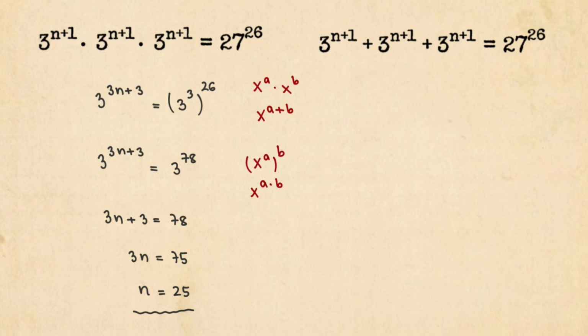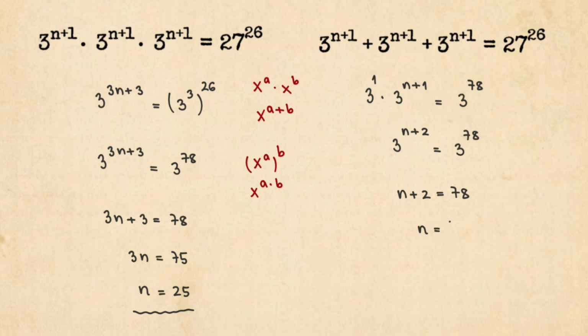Now let's solve the second equation. Notice that the terms are added together, not multiplied. We are adding the exact same term 3 times. This is the exact same thing as saying 3 times 3 to the power of n plus 1. Using our exponent rule for multiplication once again, we get 3 to the power of n plus 2 equals 3 to the power of 78. Because the bases match, we set the exponents equal. n plus 2 equals 78. And we get our second answer. n equals 76.